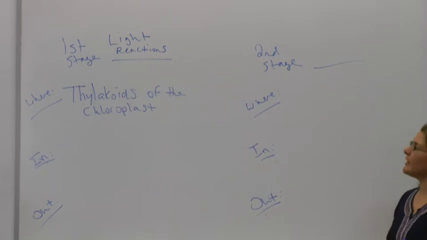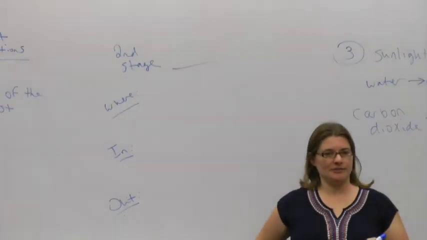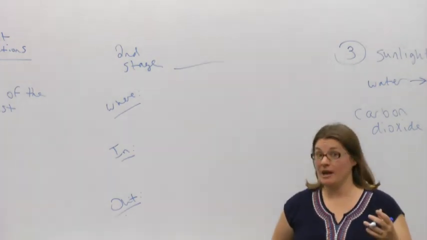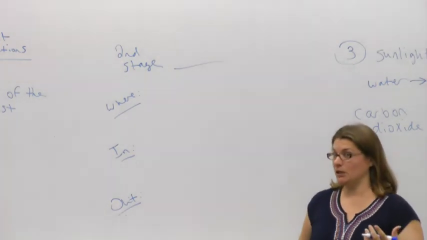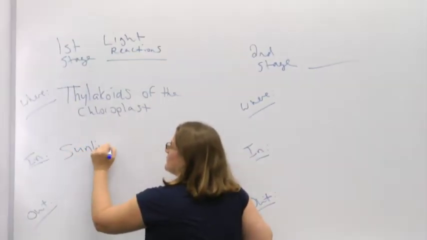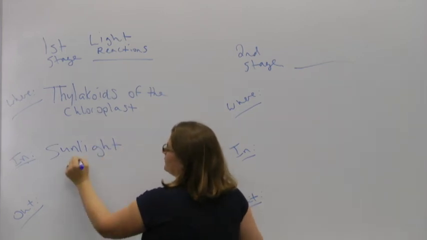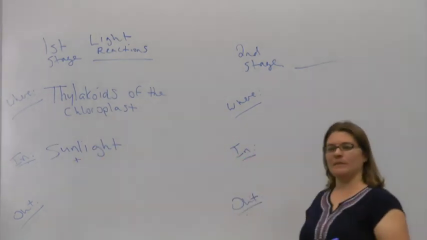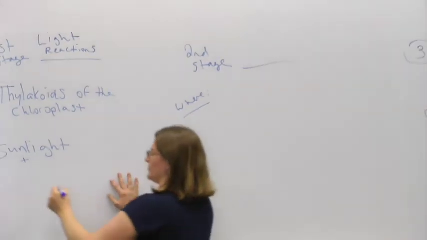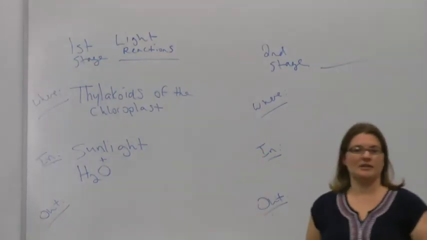What enters the light reactions? There are two important reactants in the light reactions. What are they? Well, we're talking about the light reaction, so one of them has to be sunlight. Sunlight and what else comes in here? Not carbon dioxide, not yet. Water. Sunlight and water enter the process, right?